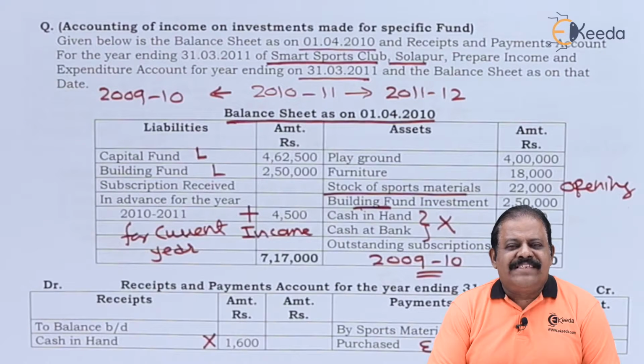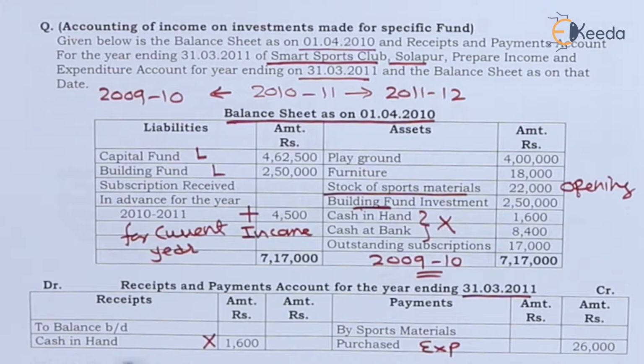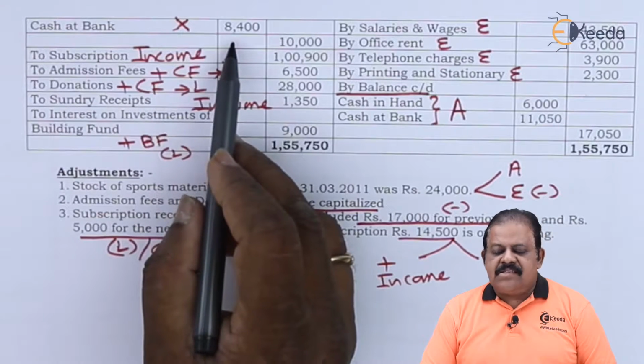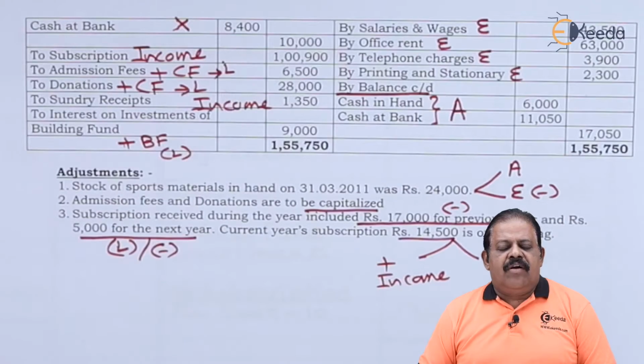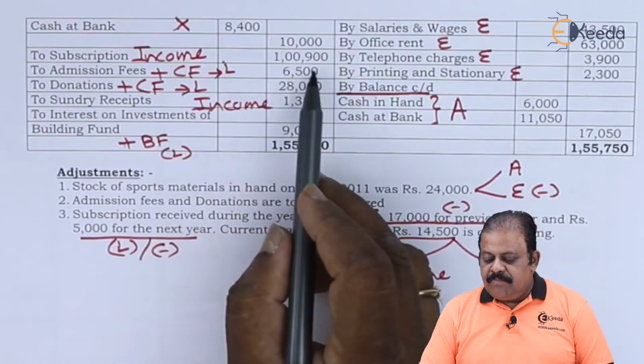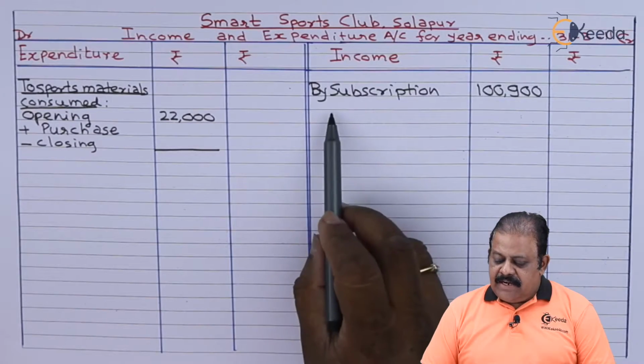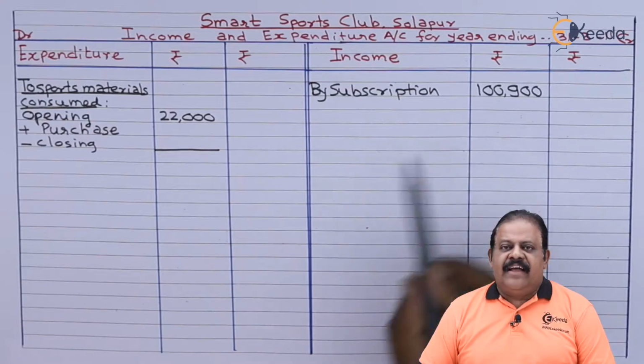Let us go to the receipts and payment account. Let us start with the receipt side. Cash in hand. This is the opening balance. This is not recorded anywhere. Opening bank balance. This is also not recorded anywhere. Subscription total income 1,900,000. Income and expenditure account credit by subscription 1,900,000.